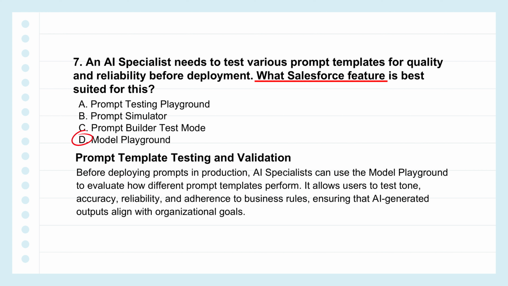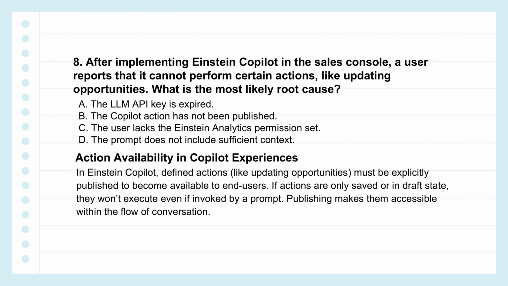Exactly. It's that iterative testing and refinement process. Super important for making sure the AI is reliable and actually does what you want it to do. Right. Now, troubleshooting. What happens if things don't work? Say a user complains Einstein Copilot can't update an opportunity record or perform some other action it's supposed to. What's the most likely culprit?